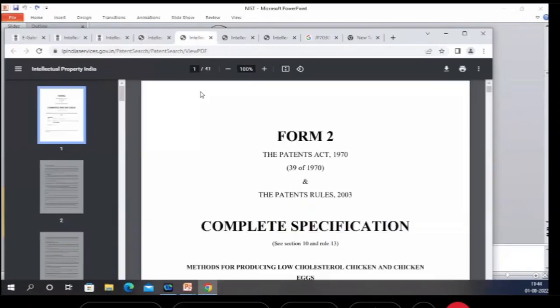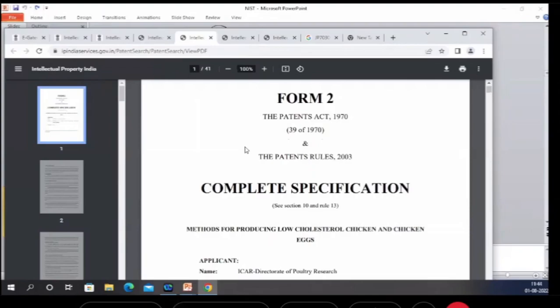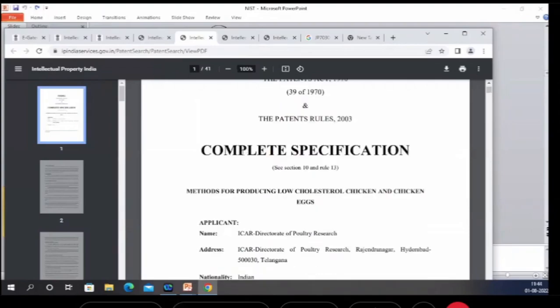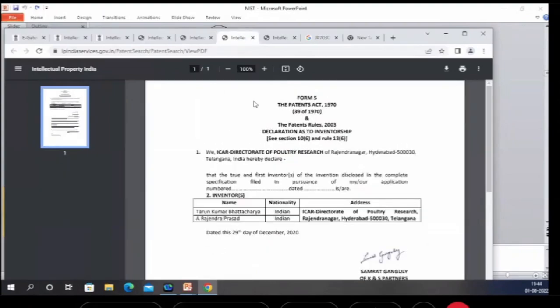And this is form 2. I have told you that form 2 is the complete specification. That means it consists of every data of your invention. I will come to this form 2 after a minute. Let's see form 5. Form 5 is the declaration of inventorship. That means who is the inventor? See, Tarun Kumar Bhattacharya and A. Rajendra Prasad. These both scientists are the inventors for this invention.